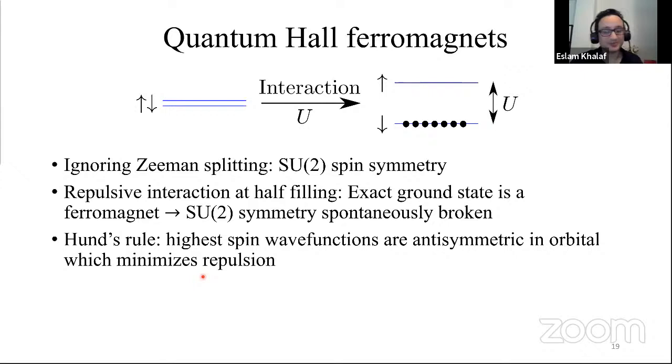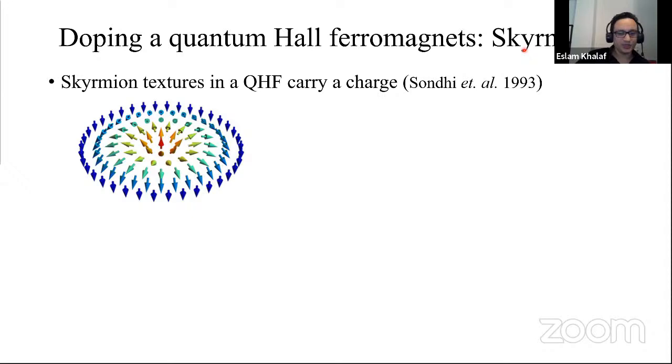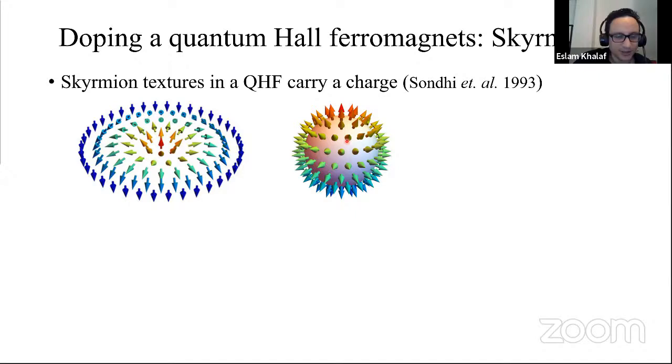Now, a very interesting aspect of quantum Hall ferromagnets is what happens when you dope them away from half filling. And this was something that was already realized in the 90s, that you can introduce charge in a quantum Hall ferromagnet by forming special spin textures called skyrmions. So a skyrmion is a texture that is shown here. I start with a ferromagnet where the spin is pointing downwards everywhere. And then I smoothly deform the texture such that the spin points upward at a point. And maybe a better way to visualize it is if we fold the plane onto a sphere. And in this case, this would be a texture where the spin vector winds an integer number of times around the sphere.